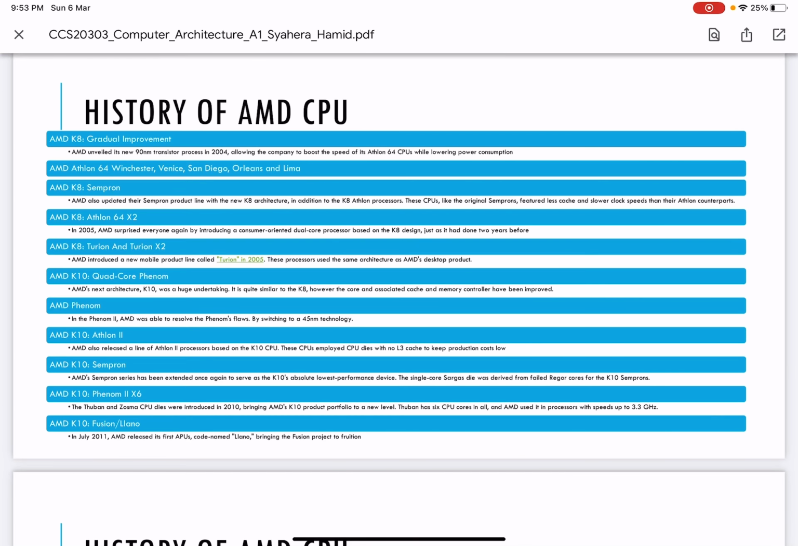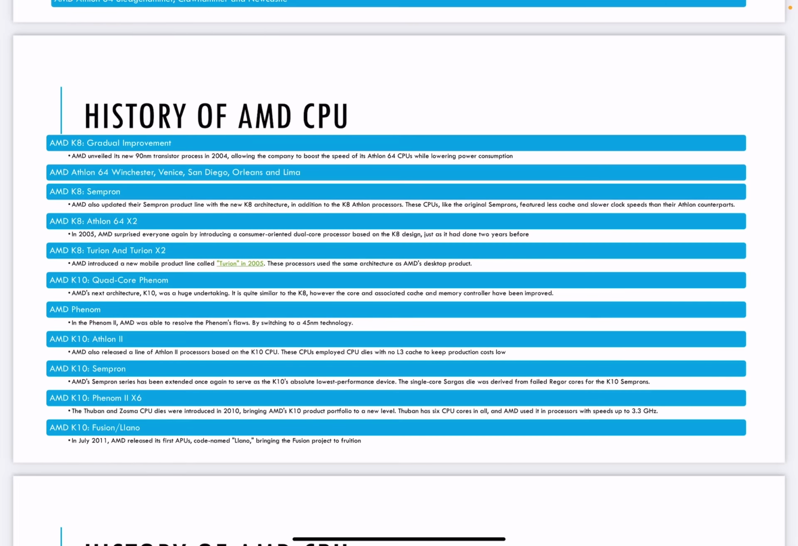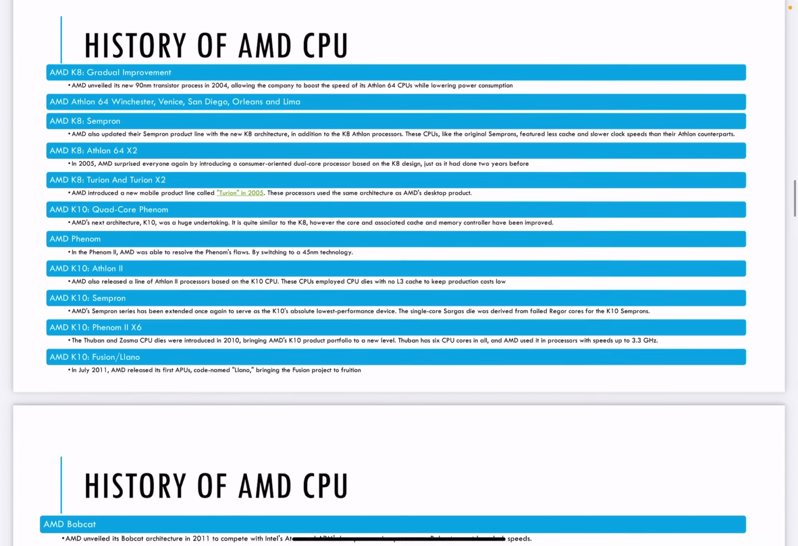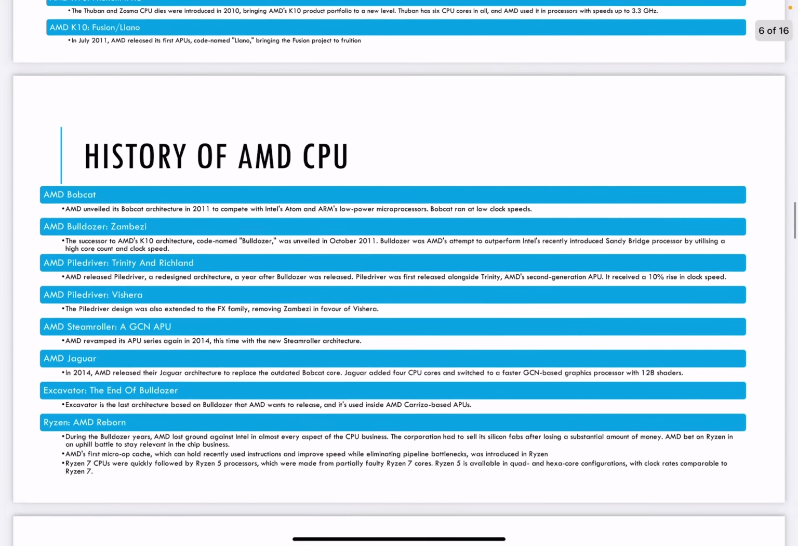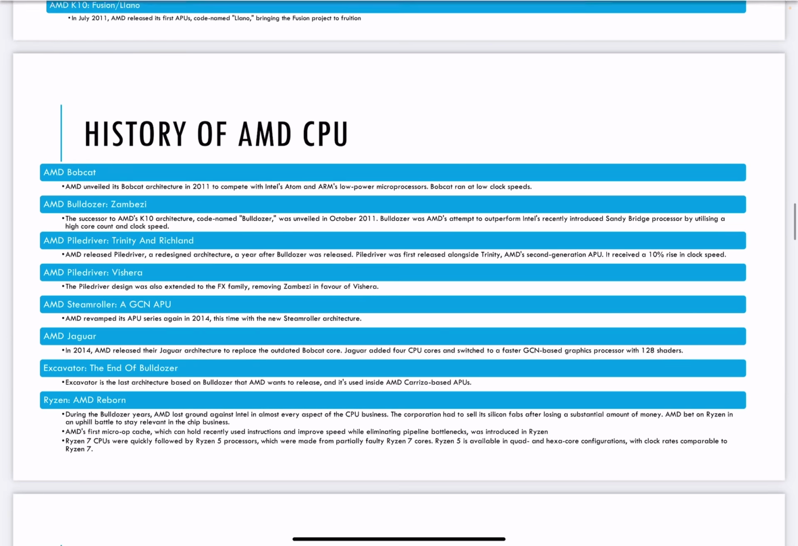The K8 Sempron, K8 Athlon 64 X2, until the K10 quad-core Phenom, and then the AMD Phenom, and then started the series of the K10 Athlon, Sempron, Phenom, Fusion, and then the AMD Bobcat. AMD unveiled the Bobcat architecture in 2011 to compete with Intel's Atom and ARM low-power microprocessors.